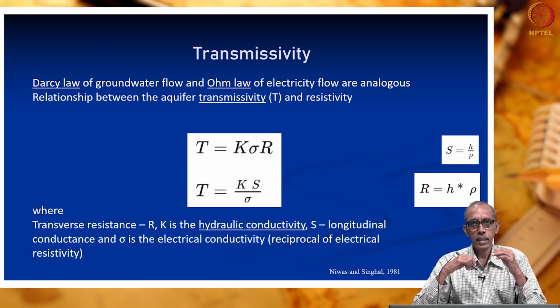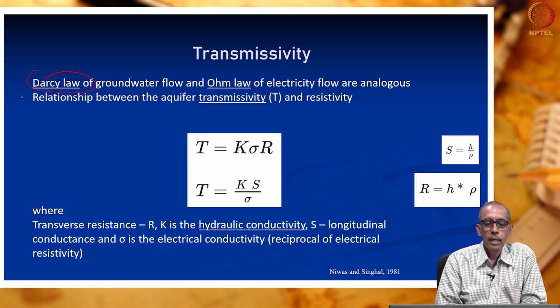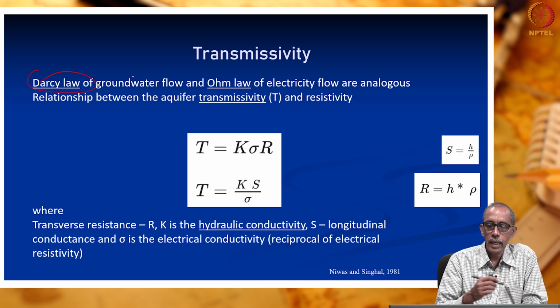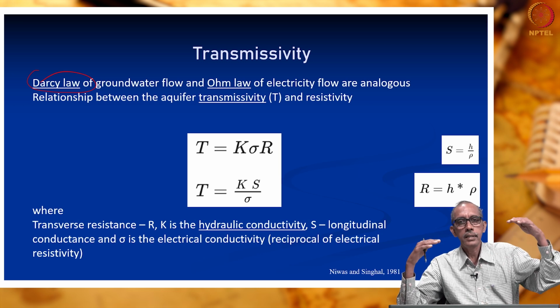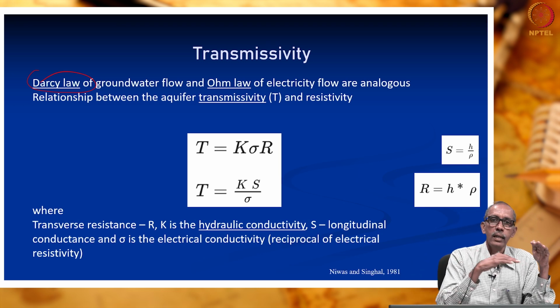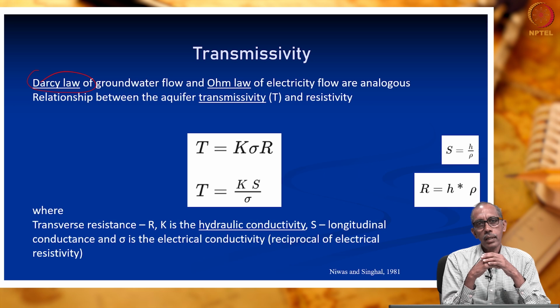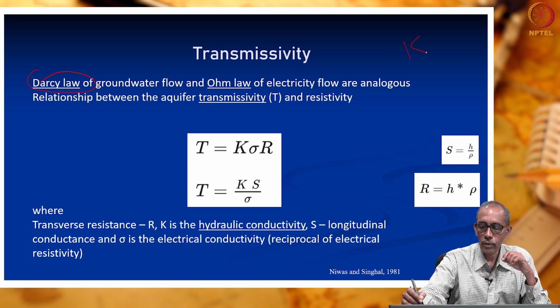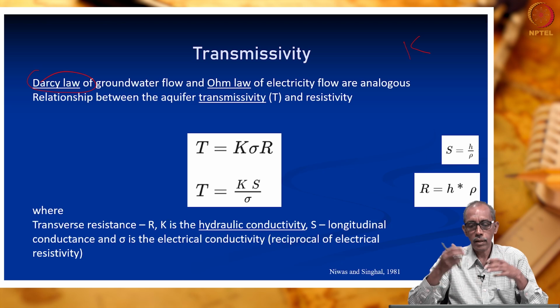So, what is transmissivity? Transmissivity is related to Darcy's law. Darcy's law for groundwater flow states that the rate of flow of groundwater is related to the change in the head as well as the capacity of the formation to transmit water. The capacity of the formation to transmit water is known as hydraulic conductivity, referred to by the letter K. So, transmissivity is the multiplication of K and the thickness of the aquifer.